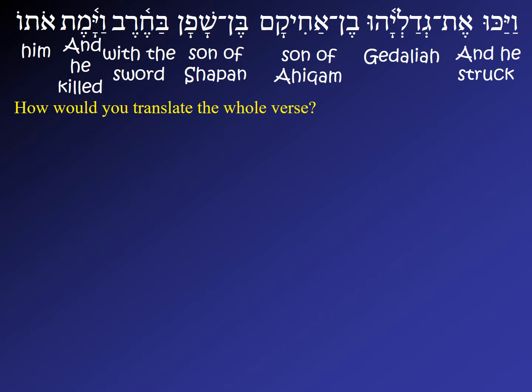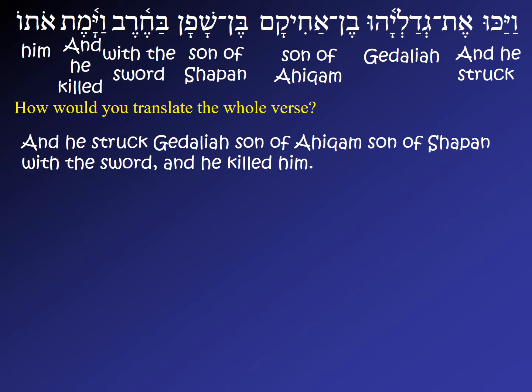So here we have our sentence. Vayaku et Gedaliahu ben Ahikam ben Shaphan bacherev vayamet oto, which is translated, and he struck Gedaliah, son of Ahikam, son of Shaphan, with the sword, and he killed him.